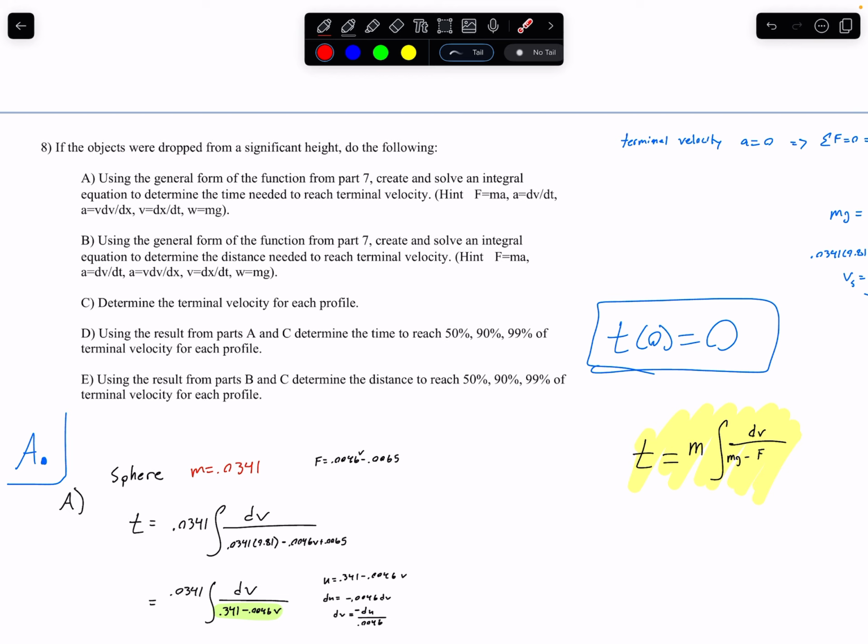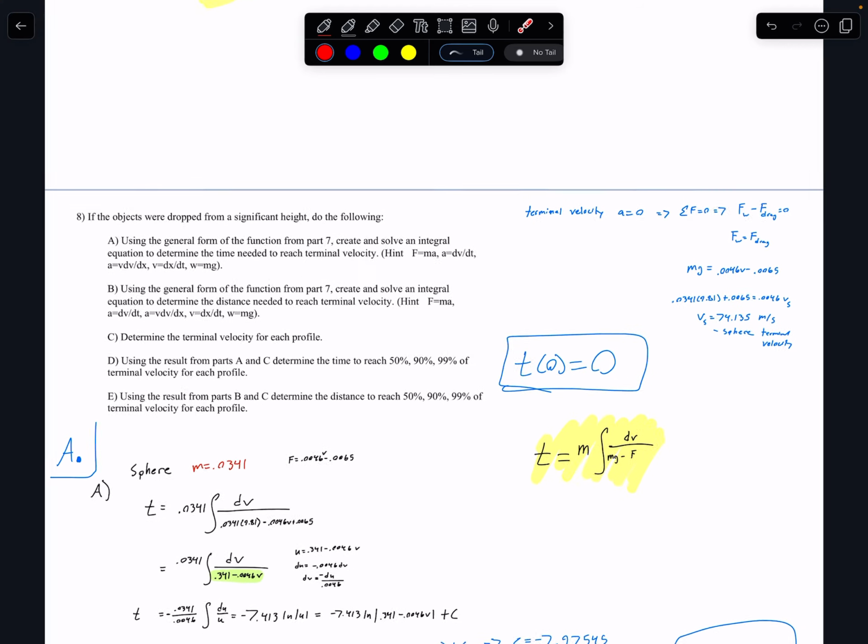D, using the results from A and C, determine the time to reach 50%, 90%, and 99% of terminal velocity for each profile. And then part E, use the results from part B and C to determine the distance to reach 50, 90, and 99% of terminal velocity for each profile.